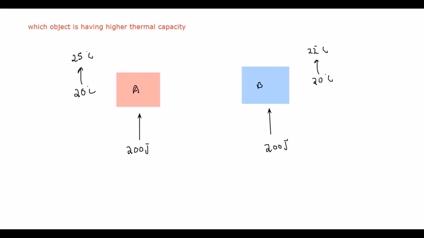The formula to calculate the thermal capacity is equal to energy supplied or energy removed divided by temperature change.